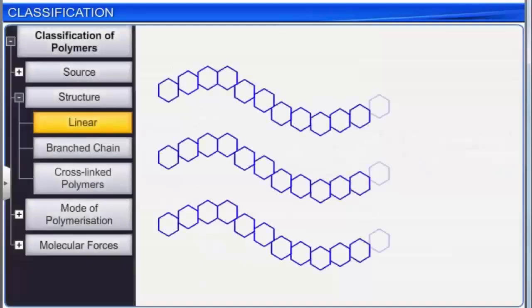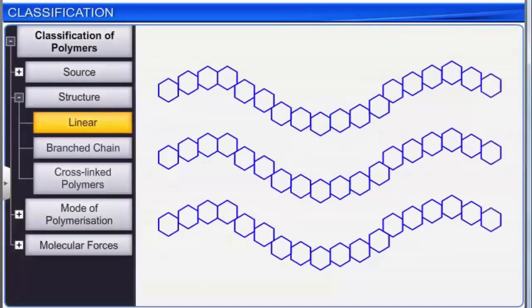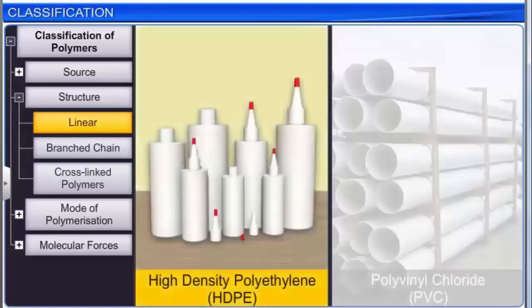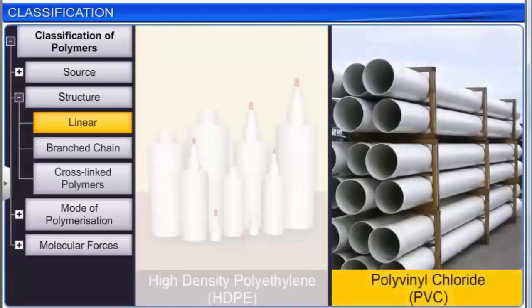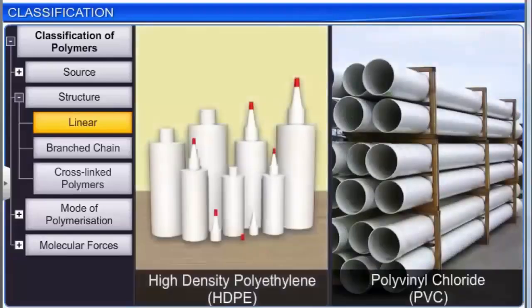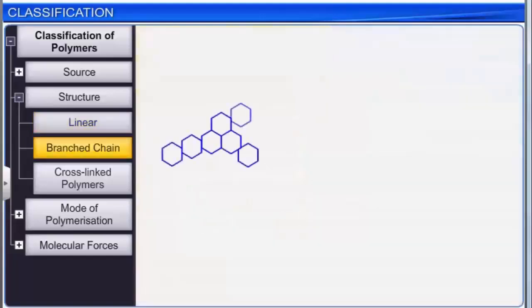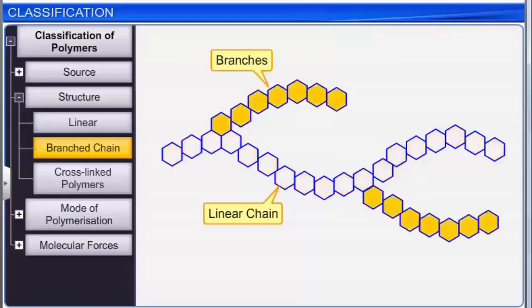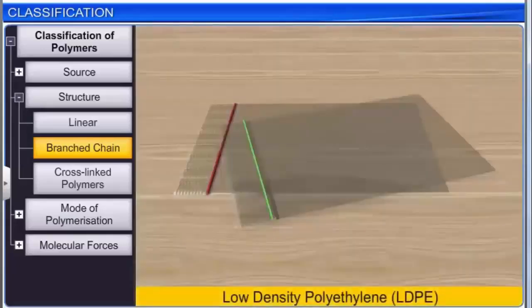Linear polymers are made from long, straight chains. Examples are high-density polyethylene, or HDPE, and polyvinyl chloride, or PVC. Branched chain polymers contain linear chains that have some branches. One common example of a branched chain polymer is low-density polyethylene, or LDPE.